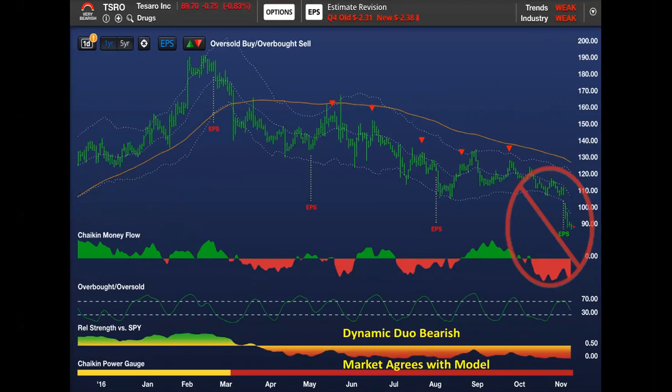Now, here's the dynamic duo on the downside. This is a drug stock called Tesaro. Power gauge turned bearish in March of 2017.